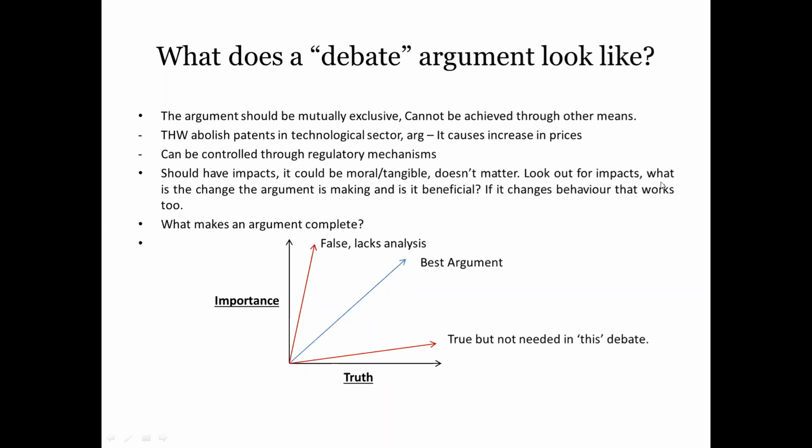The point here is that you have to identify what a debate argument truly looks like. A debate argument has a lot of factors in it. Firstly, whenever you make an argument it should be mutually exclusive, which means it should be exclusive to your own policy. If the motion is that this house will abolish patents in the technological sector, and the government argues that it causes an increase in prices, we think that's an inexclusive argument. What do I mean by that?